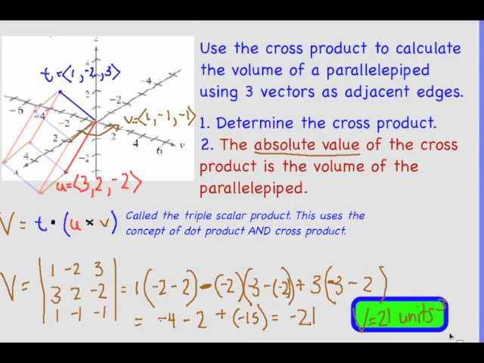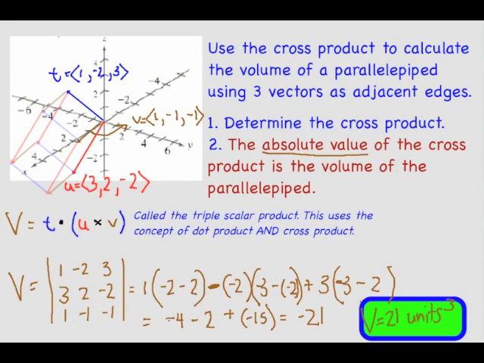All right. So once again, we have the cross product being used to calculate the volume of a parallelepiped. Let's review that again. This triple scalar product, right? Why is it called that? Because our end product is a scalar, 21 units cubed.